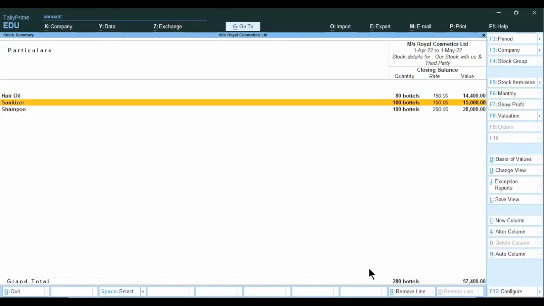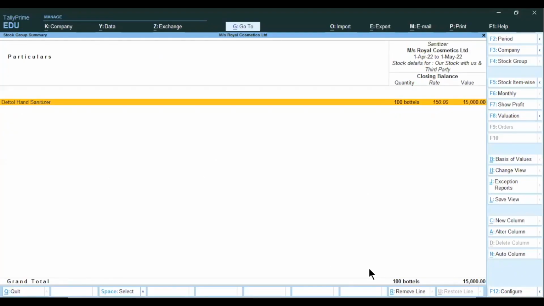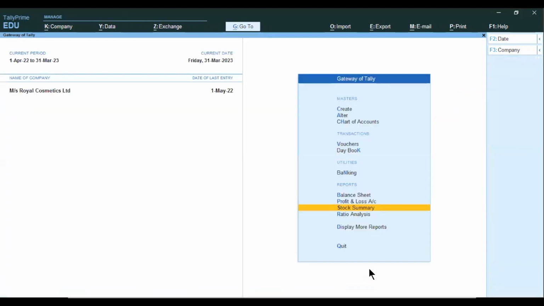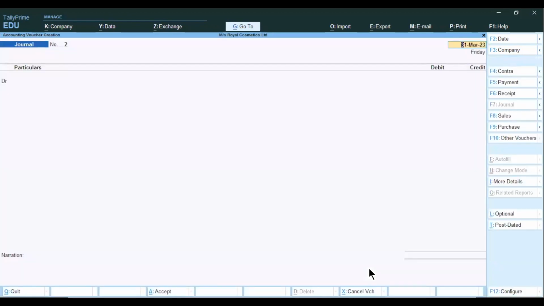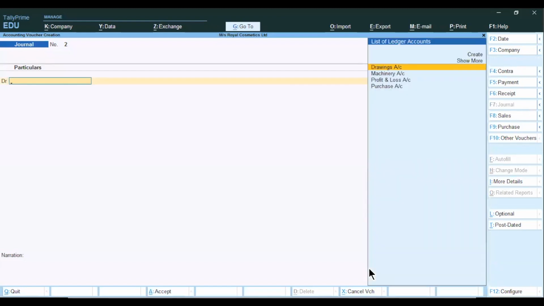Suppose we have Dettol hand sanitizer, 100 bottles in our stock at the rate of 150, out of which 30 bottles we have distributed as free sample. So to enter the special transaction, open voucher, open journal voucher. We will use journal voucher and the date, suppose it was distributed on 1st of June. Which ledger will we use? We use those products for advertisement purpose.